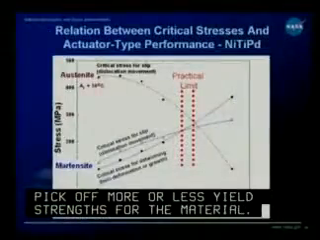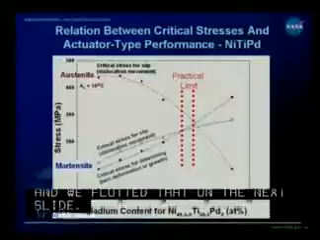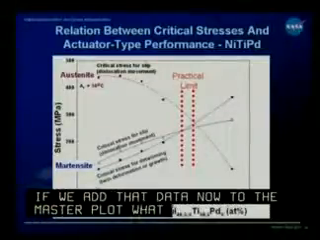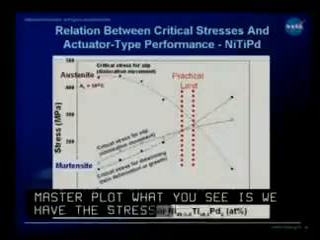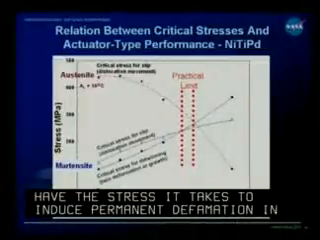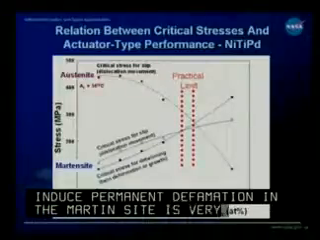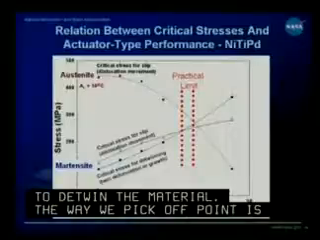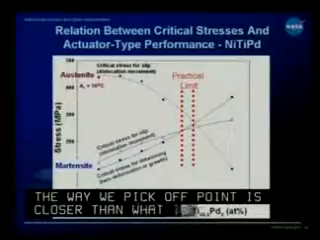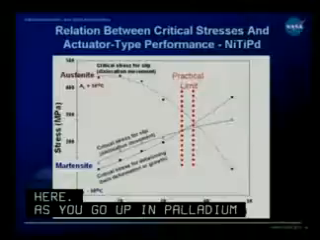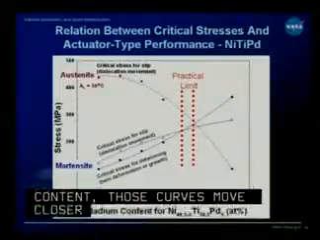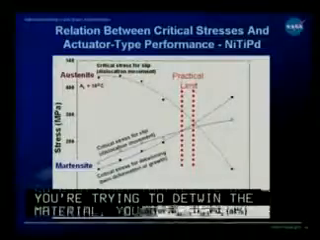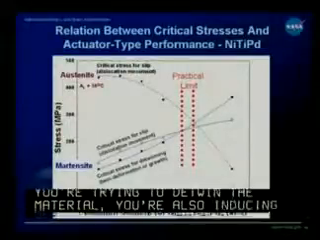So if we add that data now to the master plot, what you see is that the stress it takes to induce permanent deformation in the martensite is very close to that required to detwin the material. And the way we picked off the points, it's actually a little bit closer than what's even shown here. And as you go up in palladium content, those curves get moved closer together. So what that implies is that as you're trying to detwin the material, you're also inducing permanent deformation at the same time. And that case gets worse with higher palladium content alloys.